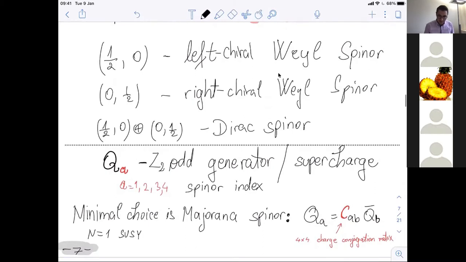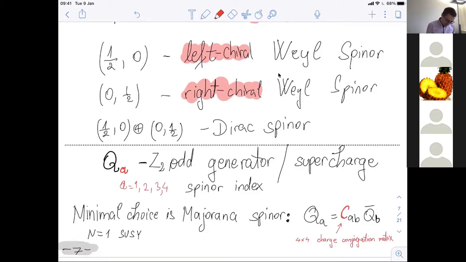So the theorem, which evades the Coleman-Mandula theorem, the supersymmetry theorem, says that the odd generators from the Z2 graded Lie algebra are actually in the (1/2, 0) or (0, 1/2) representation of the Lorentz group. These are left chiral and right chiral Weyl spinors, respectively. I'm sure you're familiar with this. This is studied when you study fermions in quantum field theory. You study Weyl spinors.